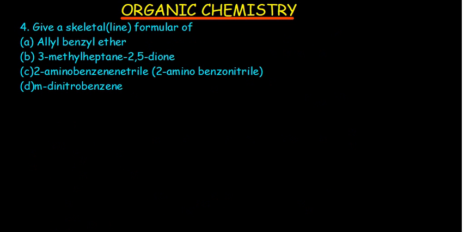Now another question here: I want to give the skeletal or line formula of each of these. The first one is allyl benzyl ether. How are we able to give the skeletal formula? I can start with the benzyl, which is simply benzene. Benzene is an aromatic hydrocarbon. It has 6 carbons.